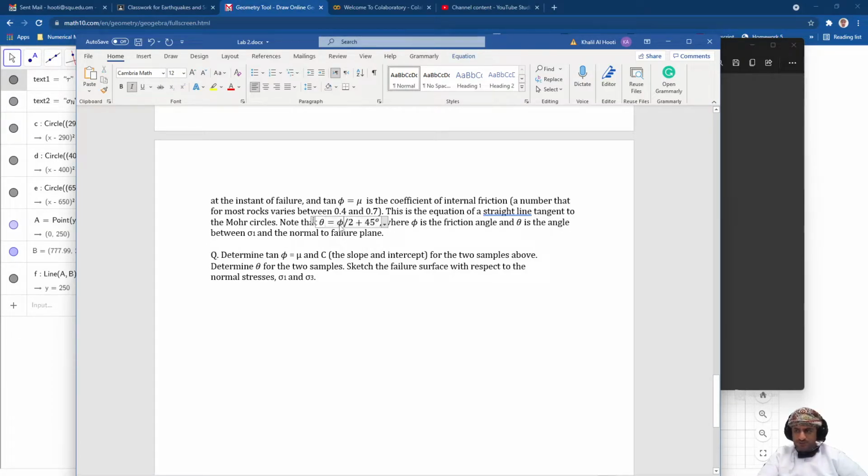That's the equation you use. You need to determine the friction angle from here. Tan theta is equal to mu, and mu itself is 0. The inverse of tan 0 will give you this angle. So you can plug it here and finally calculate what theta is. You are asked to determine theta.